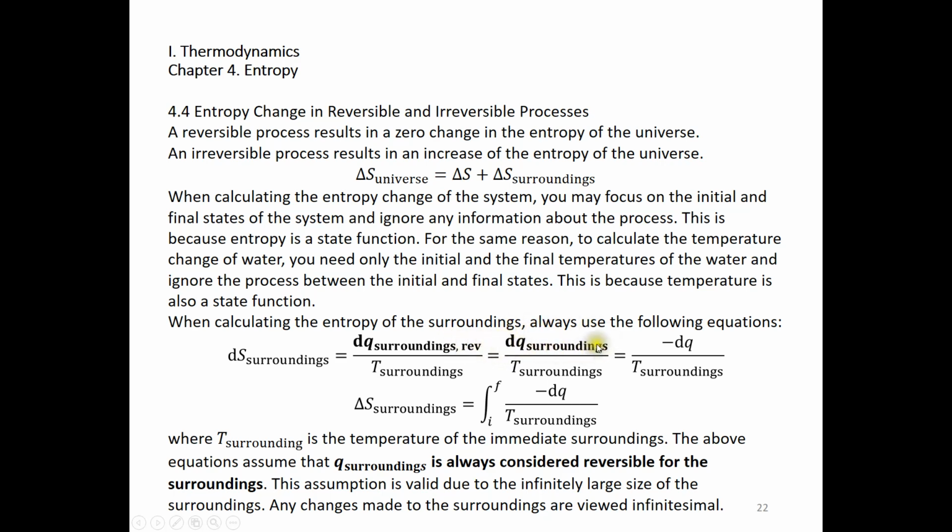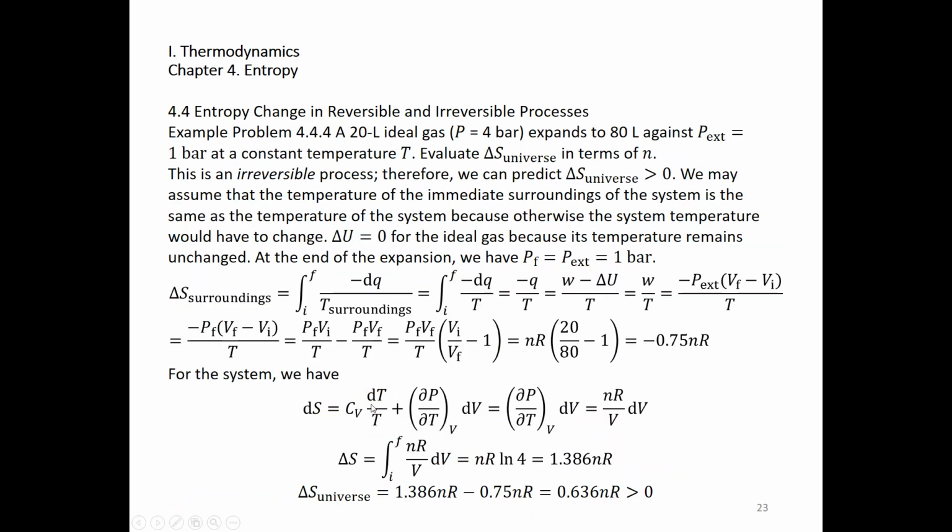So we can always use this equation. And dq surroundings is always equal to negative dq. Again, we're assuming dq of the universe is always 0, and therefore we can go from here to here. Alright, so now this equation is always used to calculate the entropy change of the surroundings.